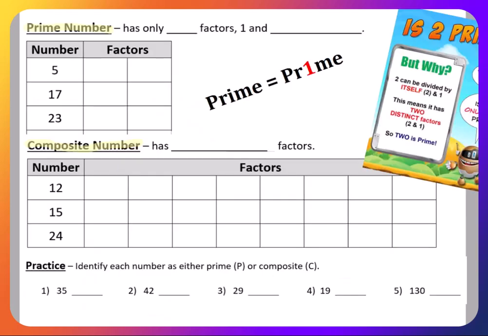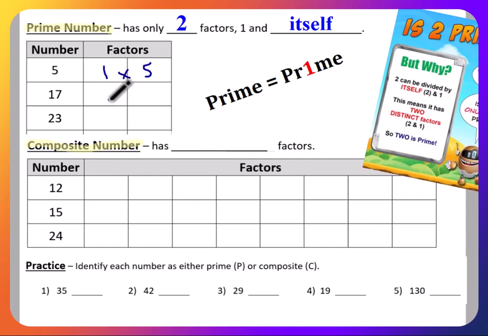Okay, prime number. A prime number has only two factors, one and itself. Okay, so look at 5. Remember, factors are numbers that you can multiply together to make a number. So think about what numbers you can multiply together to make 5. That would be 1 times 5 or 5 times 1. Okay, there are no other factors, no other numbers you can multiply together to make 5. So 5 is considered a prime number.